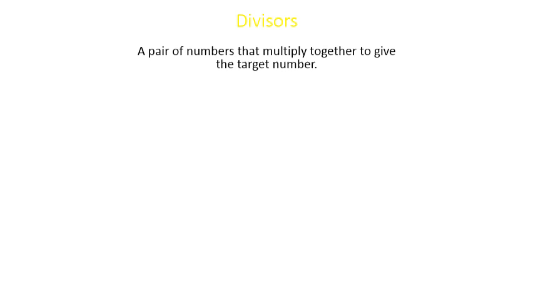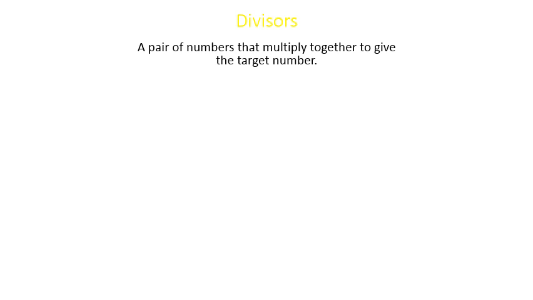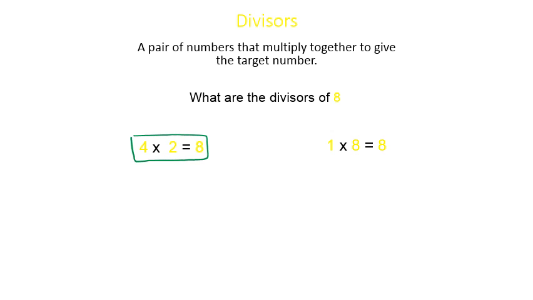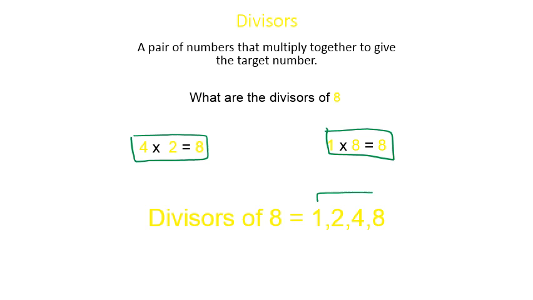So now I'm going to list other divisors. First of all, let us make a quick conclusion. We can say that divisors are a pair of numbers that multiply together to give the target number I want to list its divisors. For example, let us see what are the divisors of 8. If you look at both operations, 4 times 2 is 8 and 1 times 8 is 8. So what are the divisors of 8 till now? They are 4, 2, 1, and 8. So how can I list them? Divisors of 8 are 1, 2, 4, and 8. So 1 times 8 is 8, 2 times 4 is 8.